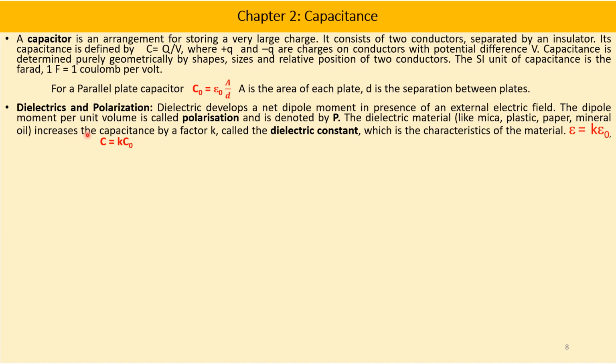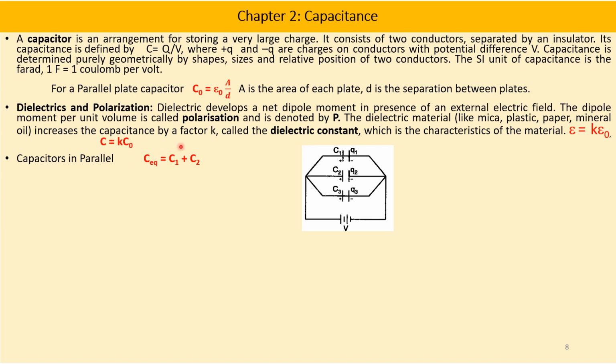This dielectric material increases the capacitance by a factor K. This letter K is called the dielectric constant, which is a characteristic of the material. Hence, it is given by epsilon R is equal to K times epsilon naught. So, the value of C becomes C is equal to K times C naught.